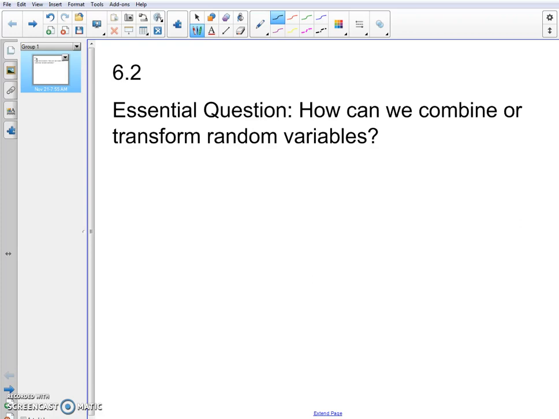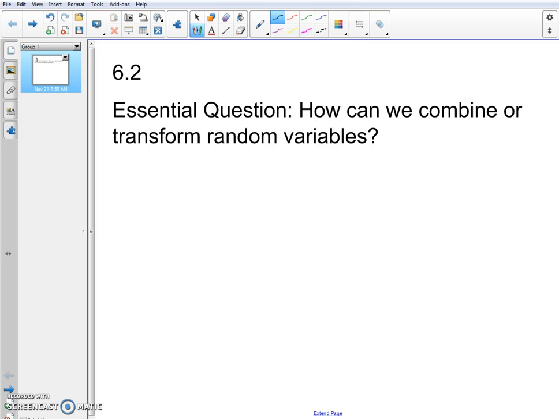Alright, so this is the start of section 6.2. Still dealing with the random variables that we looked at in 6.1, but now we're seeing how we can combine and transform random variables. We're going to have some formulas, and we're going to see how they apply to different scenarios, so why we may need to combine or transform a random variable.